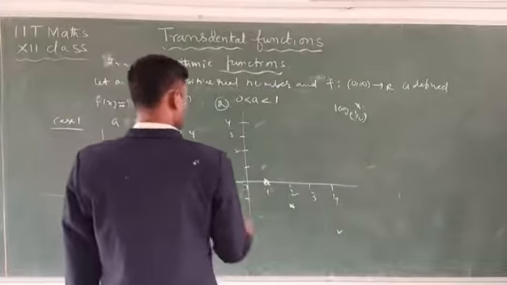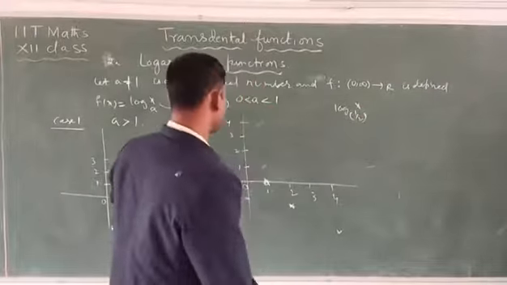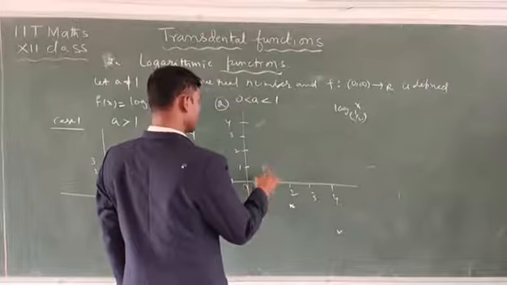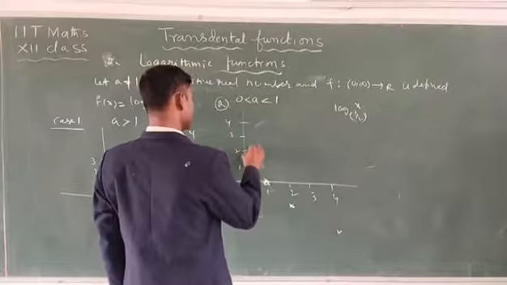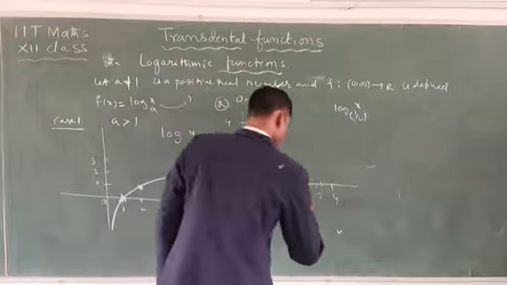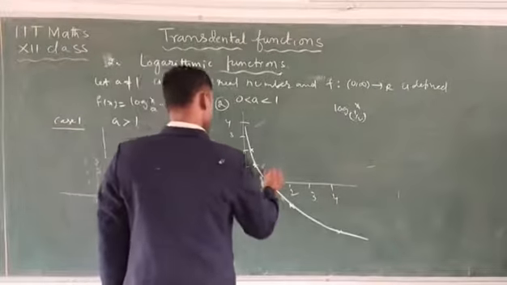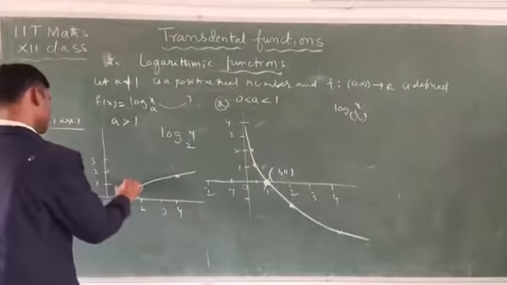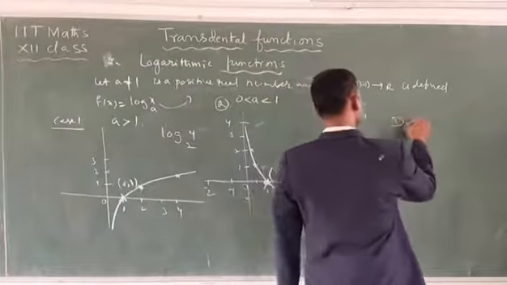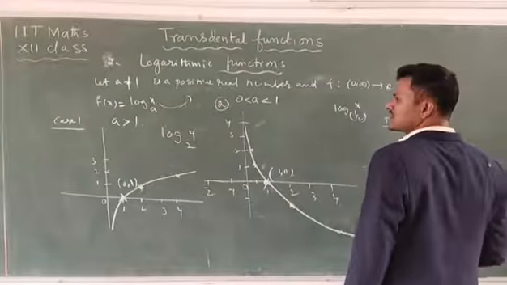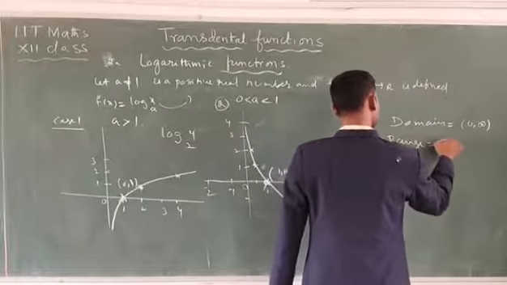Next, positive means you can write 1 by 2, 1 by 2 means 1, 1 by 4 means 2. Now you can join these points. This is the graph. That means it passes through the points (1, 0) and (0, 1). In this logarithmic function, domain is equal to (0, infinity) and range is equal to R.